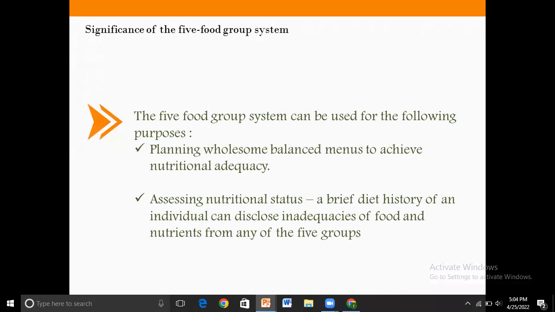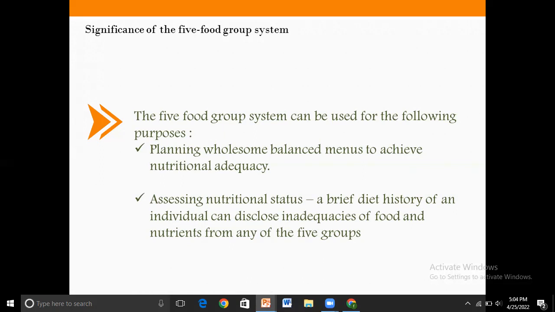It is of course important for planning a balanced menu to achieve nutritional adequacy, because when you are planning meals, or a balanced food menu, what we do is we pick items from all the 5 groups. Then we see that okay, it is somewhat adequate, we can say that it is balanced. So that is very important.